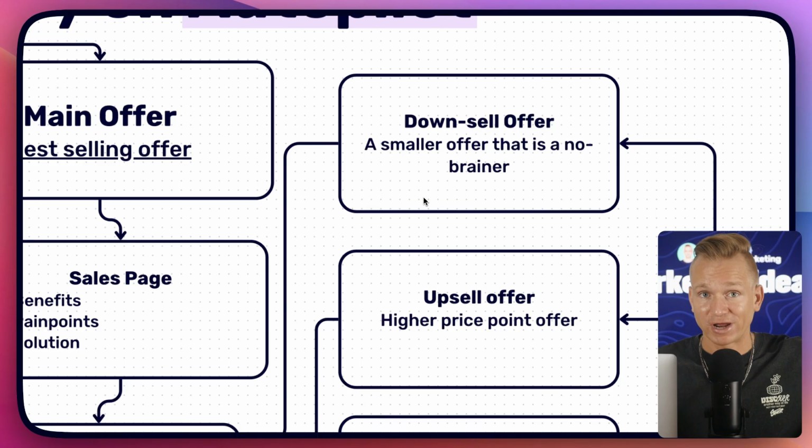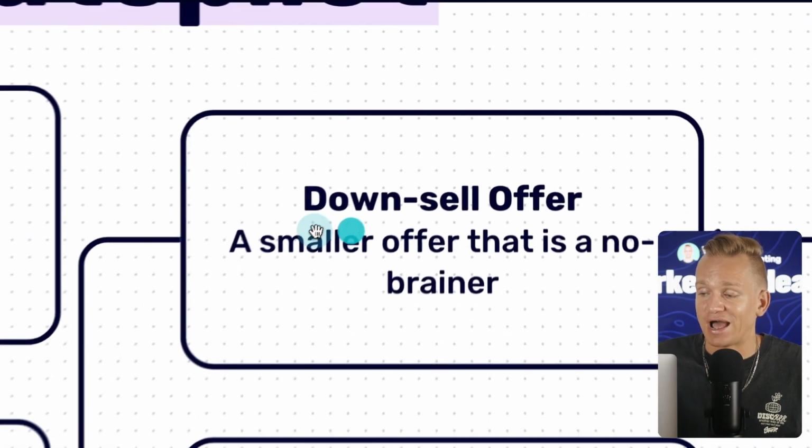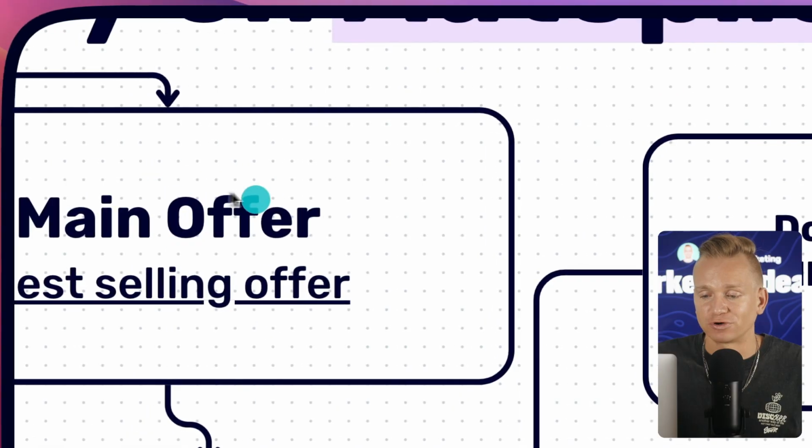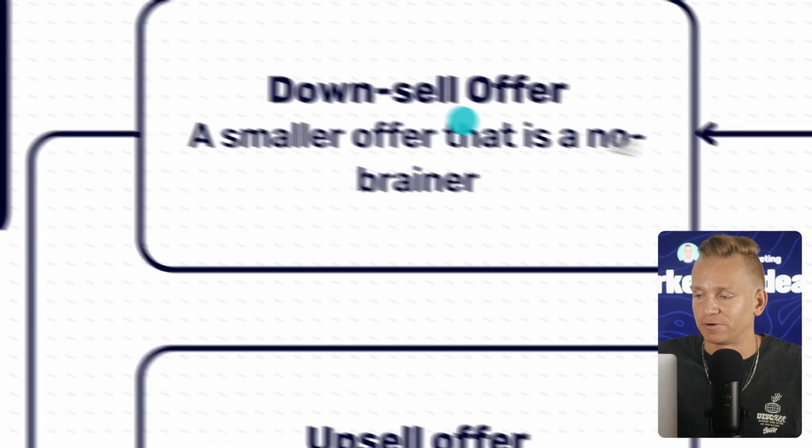If you want, let me know in the comments what exactly you want, and I'll try to leave some videos as well on how you can create more advanced funnels. But basically, we need to have a downsell offer. Sometimes we can even say, okay, if people don't purchase this offer, we lead them to this one.